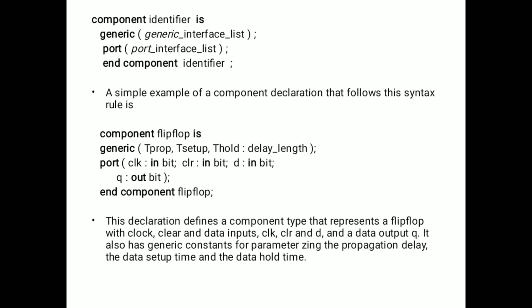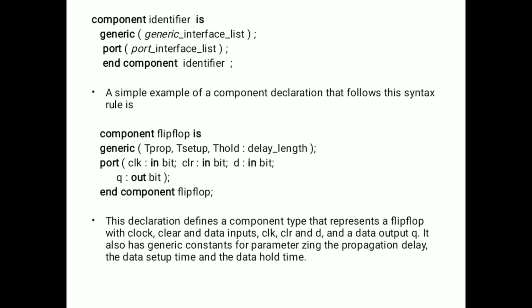A simple example we can take here is the example of a flip-flop. Component flip-flop is, if we are taking a D type flip-flop, then one input, one clock, and two outputs Q and Q bar will be there. We do not need to specify the Q bar output, as Q is sufficient for us as it is the true output. We do not generally consider the low output or false output. So generic: T prop, T setup, T hold are defined here, which is a delay_length type.